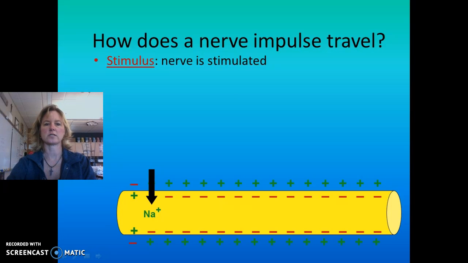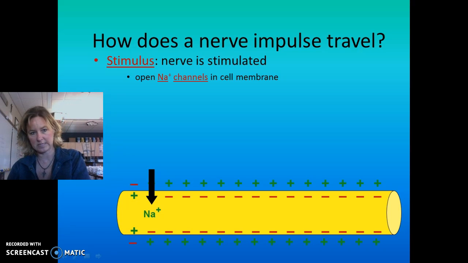All right, so the first thing that happens when we start to get a nerve impulse, or to cause the nerve to actually work, is there has to be a stimulus that is received. Once the nerve is stimulated, this is going to cause the sodium channels to open up. We always talk about things in terms of sodium and potassium. One way to remember this is that we always work with sodium first, and then we go to potassium.